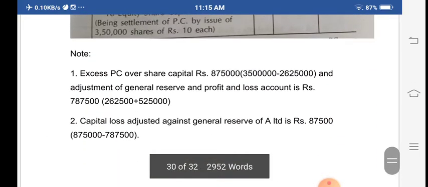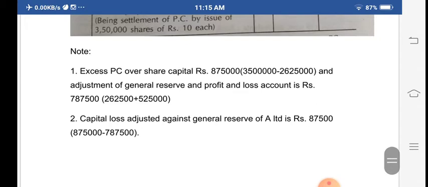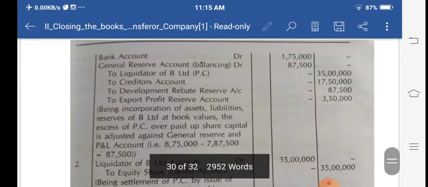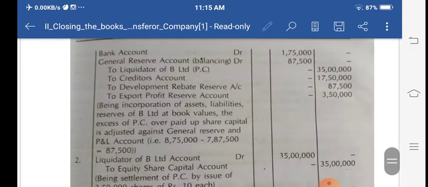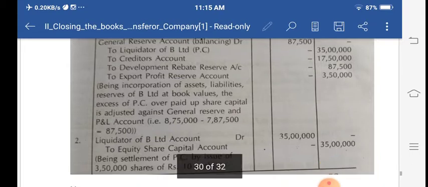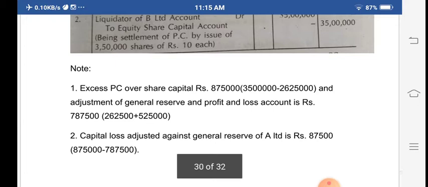Now see the note, this is very important. You have to understand the note for entry number 1, the general reserve account balancing rupees 87,500, how it came. See here note number 1, excess purchase consideration over share capital of rupees 8,75,000. How did it come? A Limited takes over B Limited.